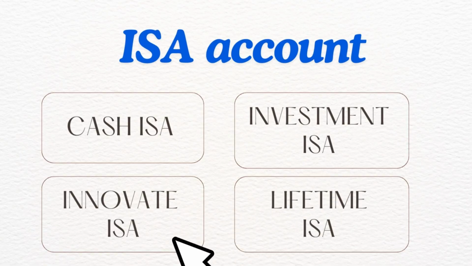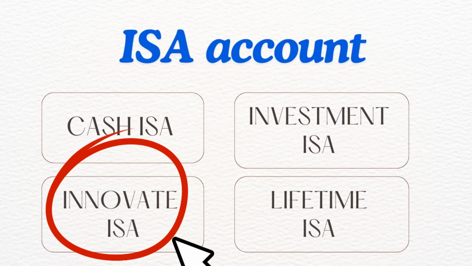And the third type of ISA account is called the Innovative Finance ISA. This type of ISA is more risky and rewarding. It is to lend out your money to someone through a third-party platform. All the returns on this account are tax-free, but of course, the risks are high.